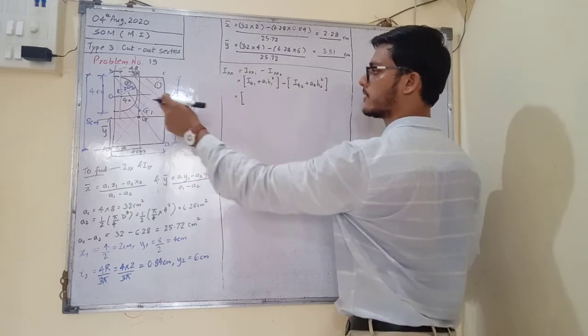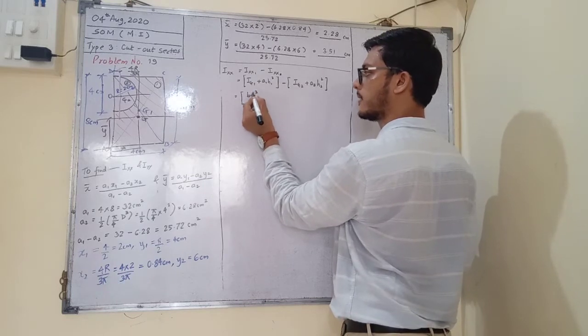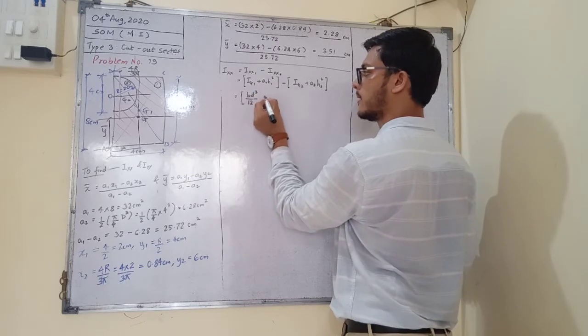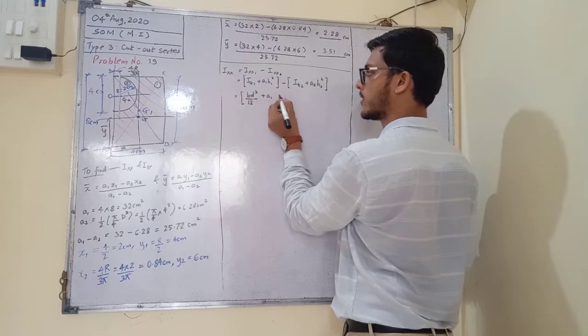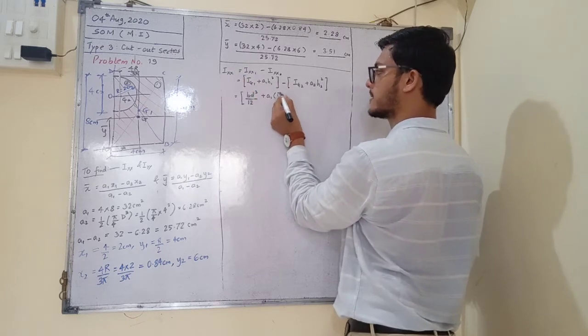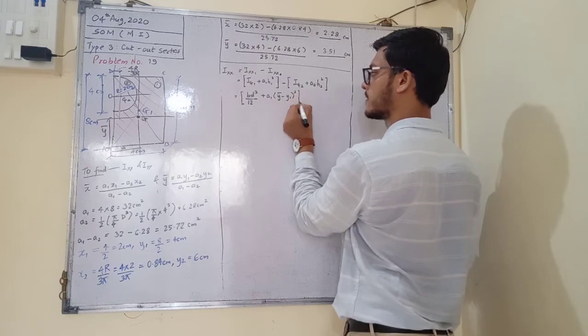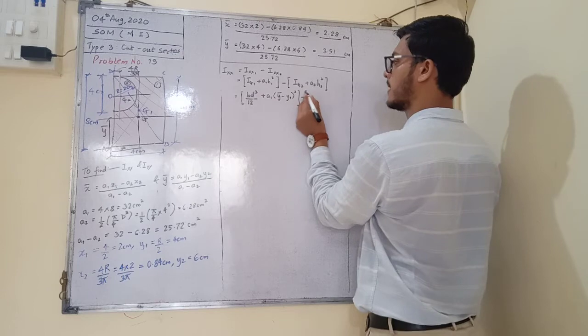Ig1, moment of inertia of rectangle along x-axis, is BD cubed by 12 plus A1 as it is for now. H1, since it is Ixx, is y bar minus y1 square. This will be the first square bracket, minus Ig2.